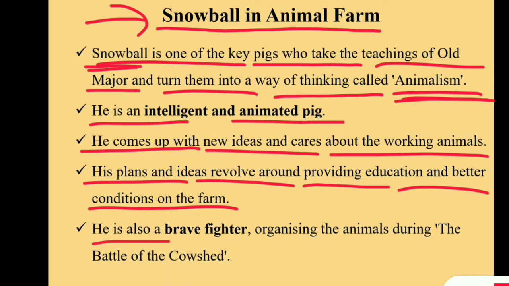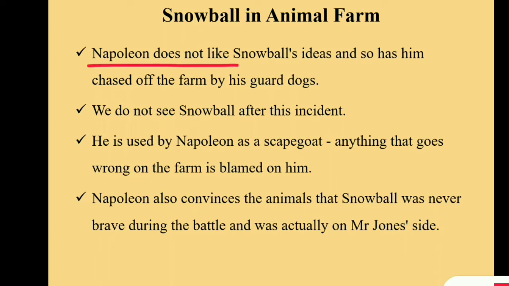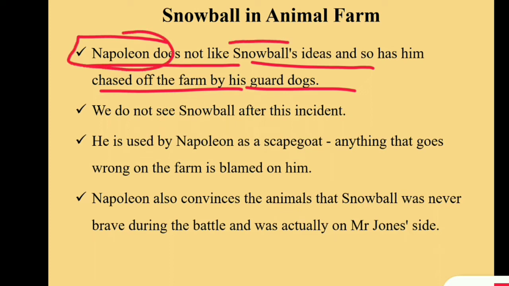He is also a brave fighter, organizing the animals during the Battle of the Cowshed. So here, he is a brave fighter who provided protection to this animal farm with his might. Napoleon does not like Snowball's ideas, and so has him chased off the farm by his guard dogs. Napoleon did not like his ideas because Snowball was thinking about common people.